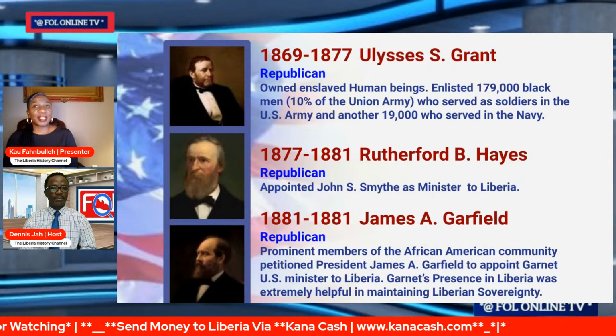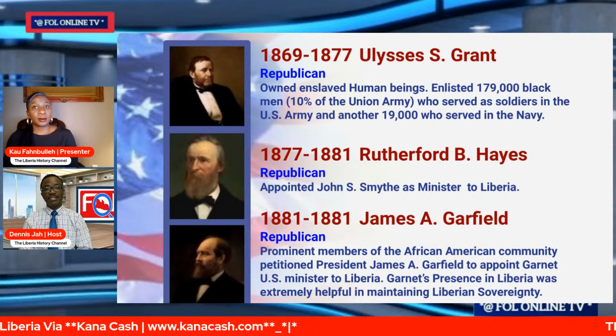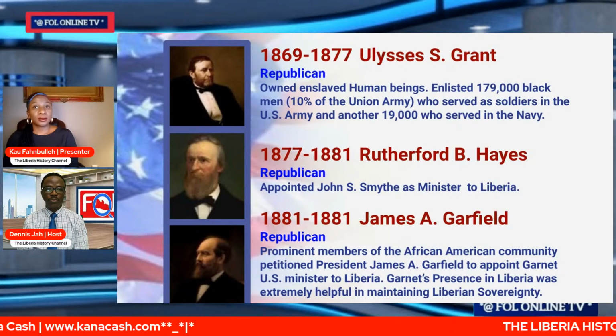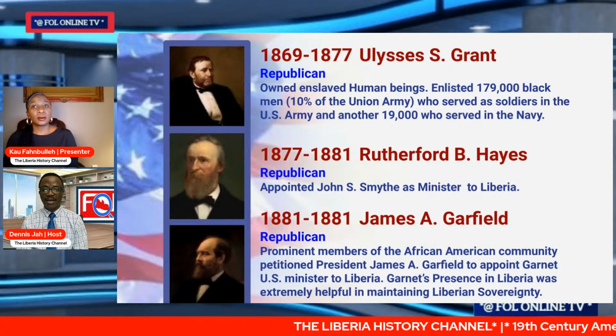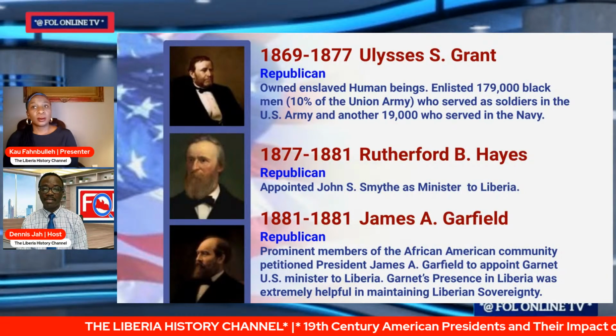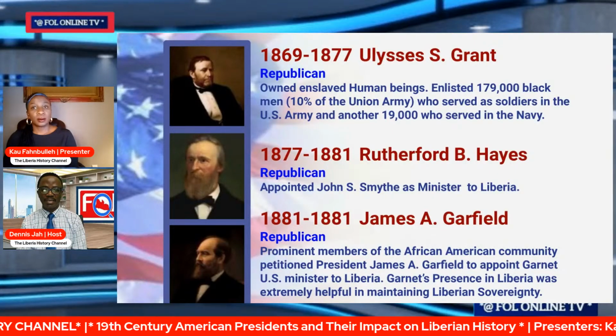So Ulysses Grant. 1869 to 1877, Ulysses S. Grant, a Republican, owned enslaved human beings and enlisted 179,000 Black men, 10% of the Union Army, who served as soldiers in the U.S. Army, and another 19,000 who served in the Navy.